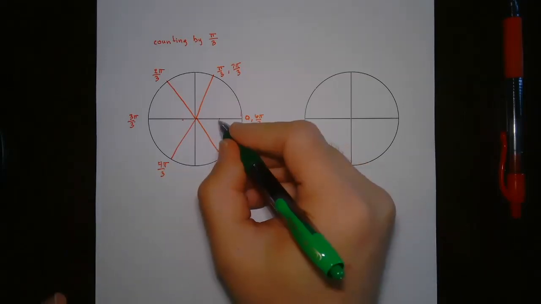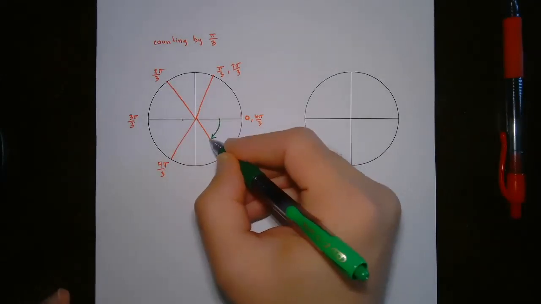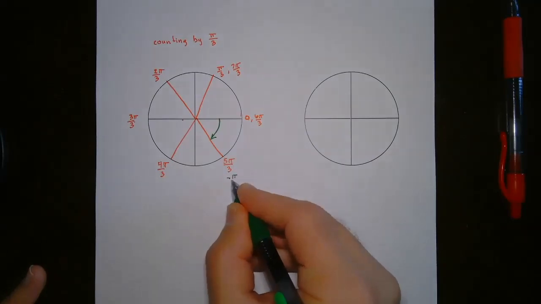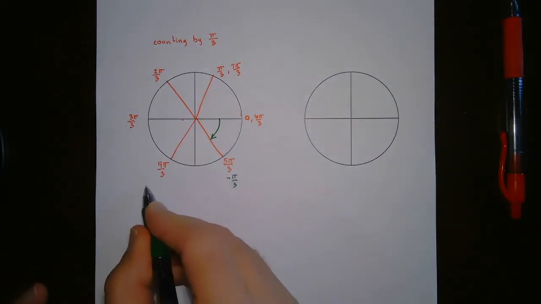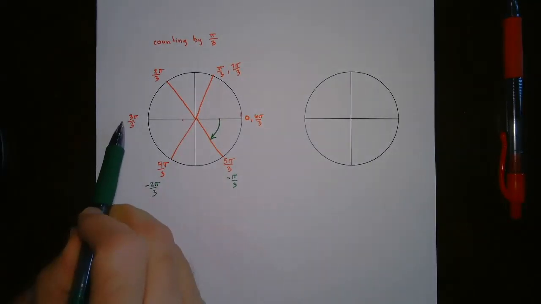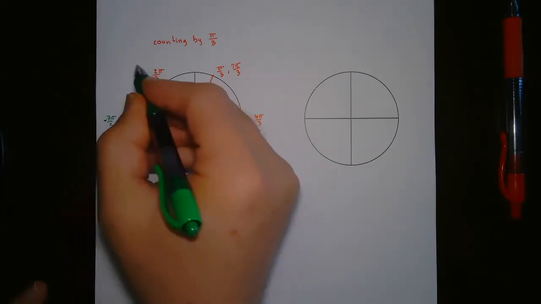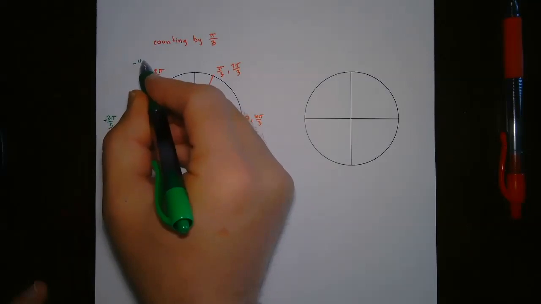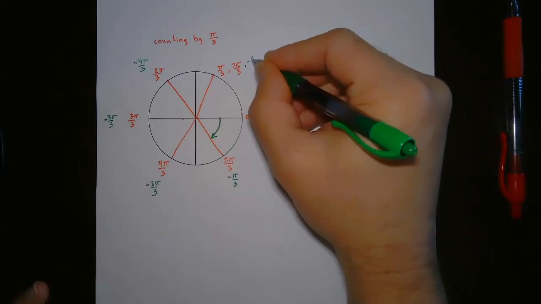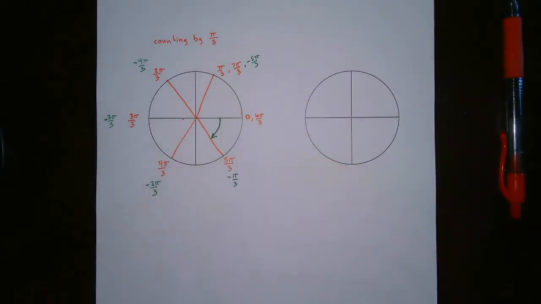What if we rotate with a negative angle? So we rotate this direction. If we rotate this direction, this would be negative pi over 3. Then this one becomes negative 2 pi over 3. And then this one would be negative 3 pi over 3, and negative 4 pi over 3, and negative 5 pi over 3, and negative 6 pi over 3. And we could keep going with that.